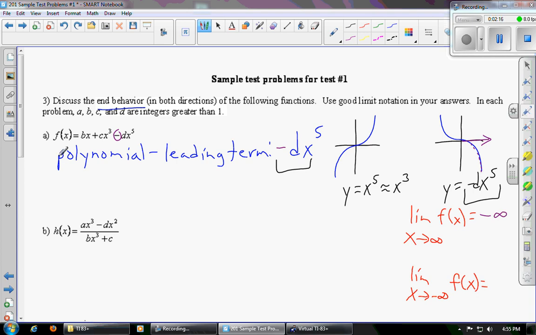For the bottom limit, x is going to negative infinity. That means go left forever. And as you do that, you follow this part of the curve, and you see the function goes up forever. So those y values are going up to positive infinity. So here are our two answers to part A.